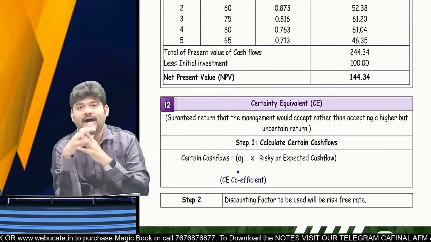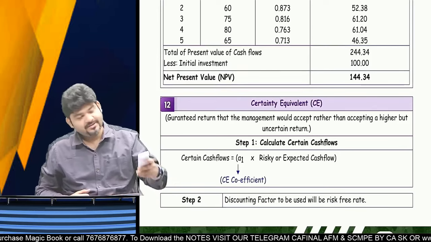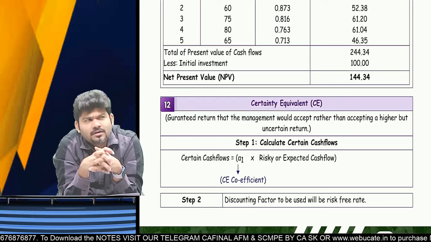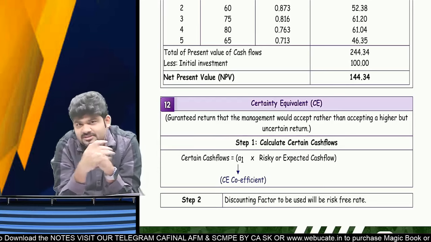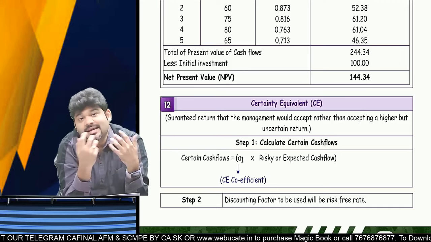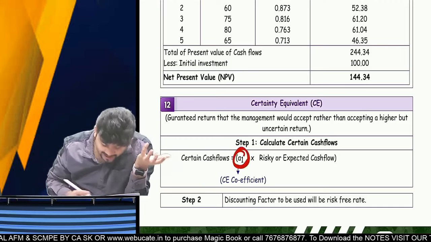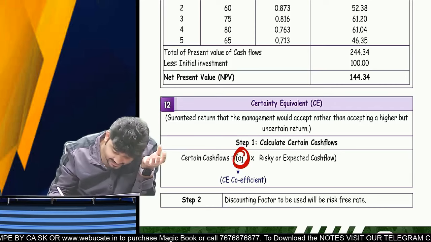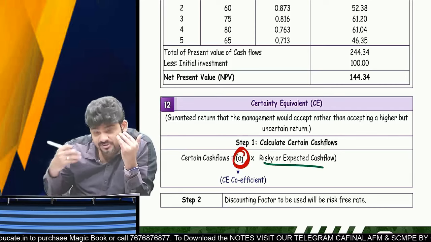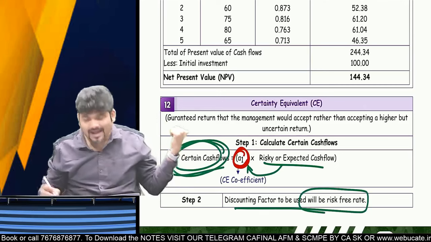For example, I ask you, what are the chances that you will attain 85 marks in the subject AFM? You will say, sir, I feel that there is a 75% probability that I will get 85 marks. So there is a certainty, and that certainty factor of 0.75 that you gave me is called alpha in our language. They are saying that any cash flow is always risky. You have to multiply it by an alpha, or certainty factor, to get the certain cash flows. And then this certain cash flow should be discounted at the given rate.